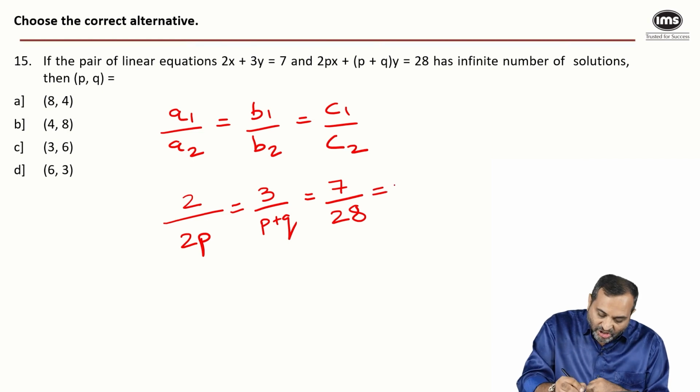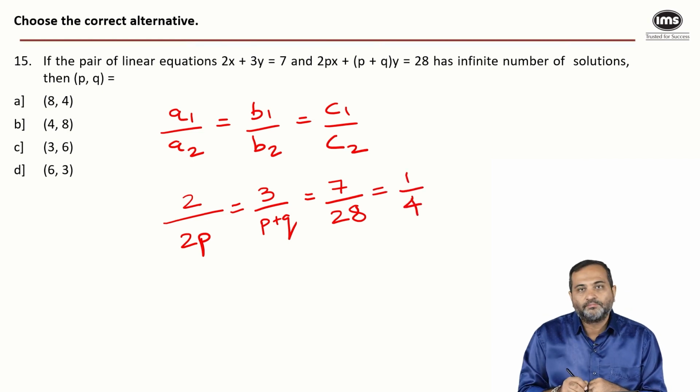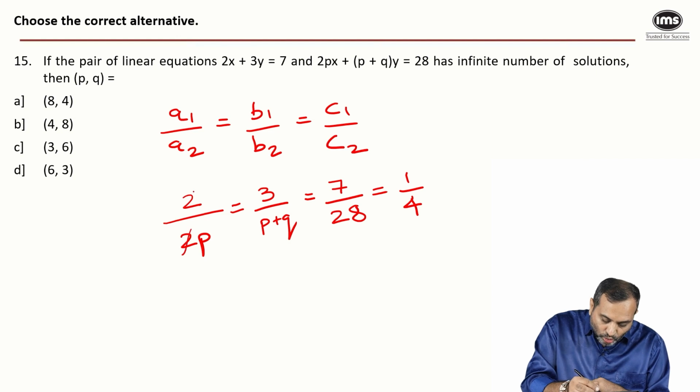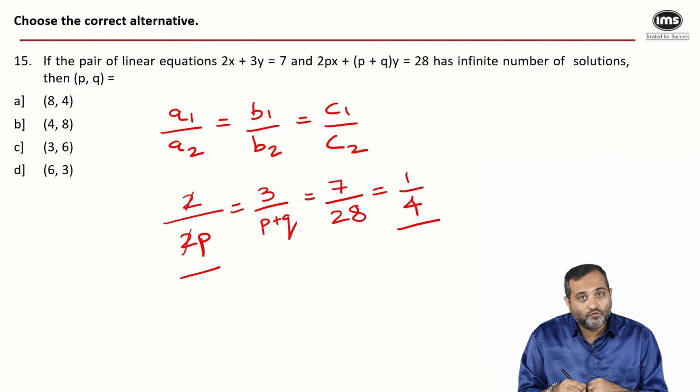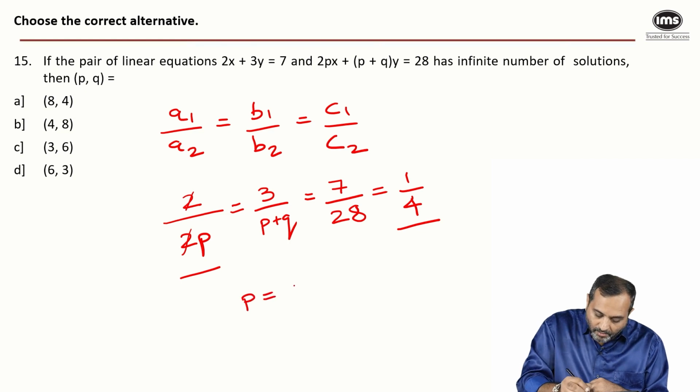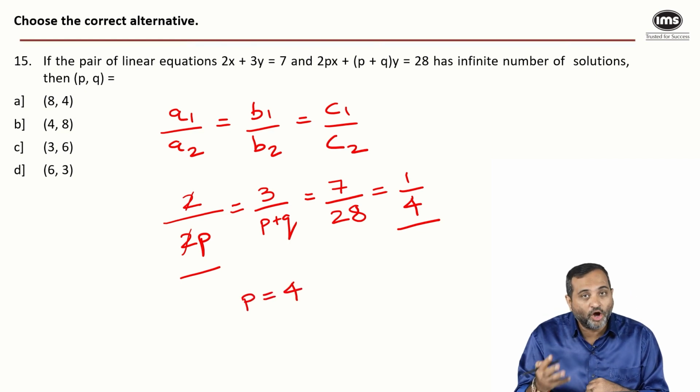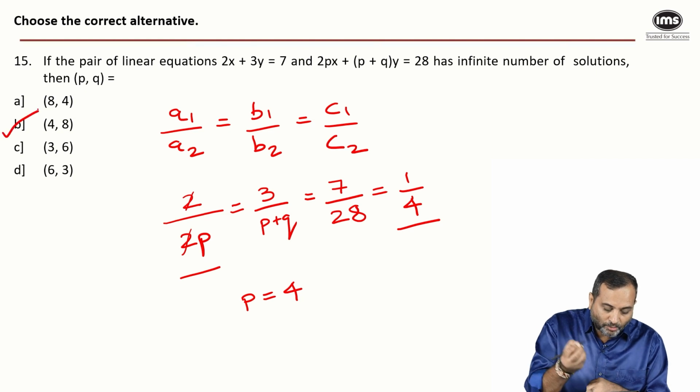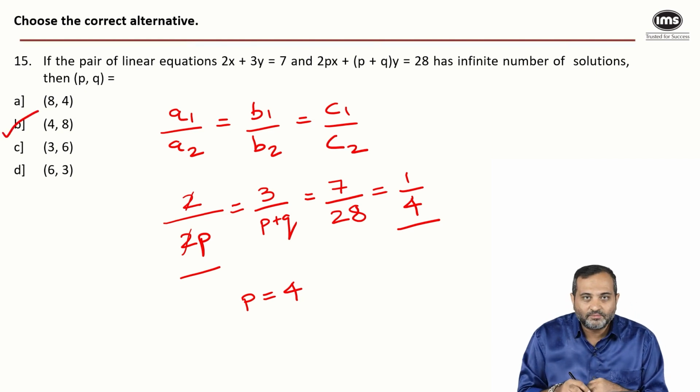So can I say this should be equal to 4? So can I say this 2 gets cancelled out? So if I compare this and this, I get p equal to 4. And if you look at the options, do you realize there is only one option and hence that will be the answer?